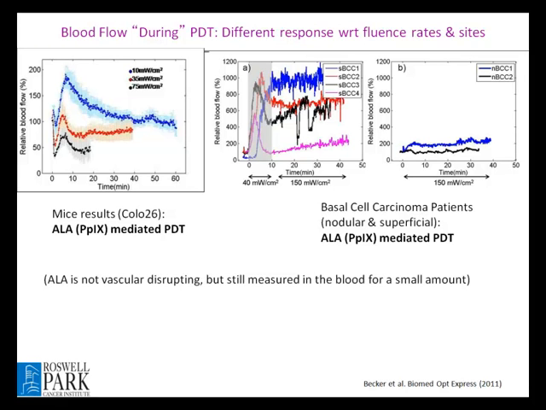When we did this on patients, it is a totally different scenario. For example, these were superficial basal cell carcinoma and nodular basal cell carcinoma patients. They also have different treatment plans arranged by the MD, and we see a different scenario compared to here.